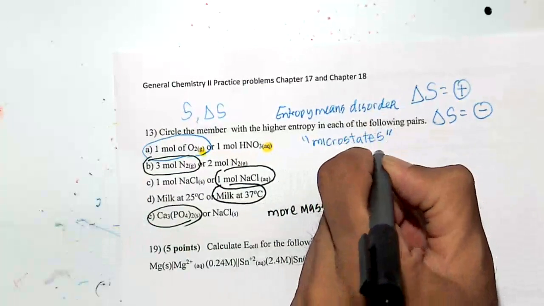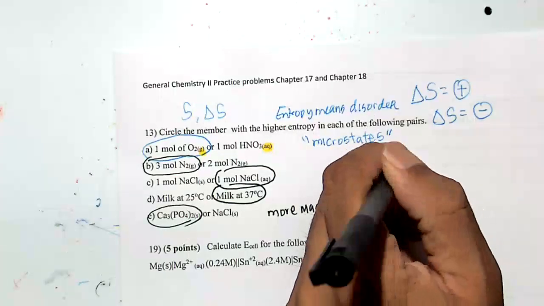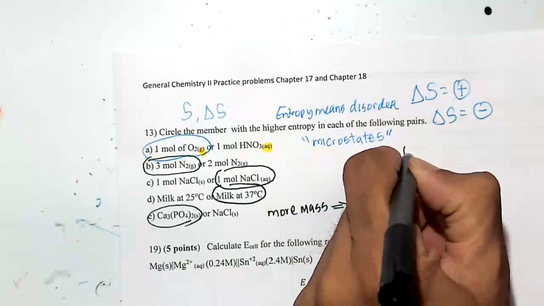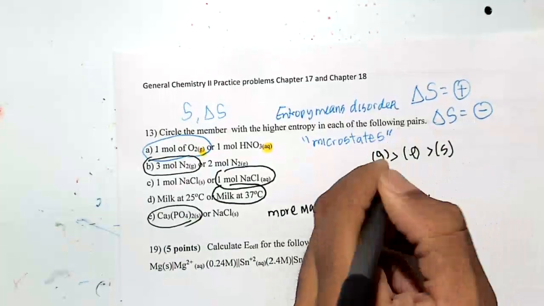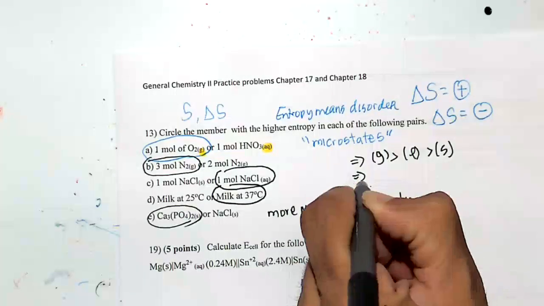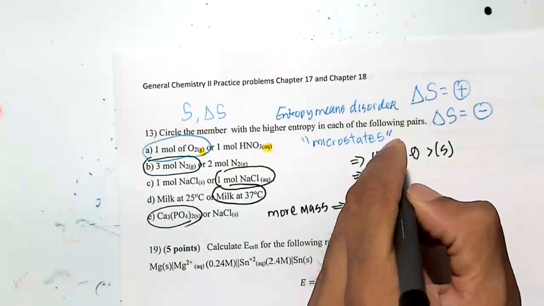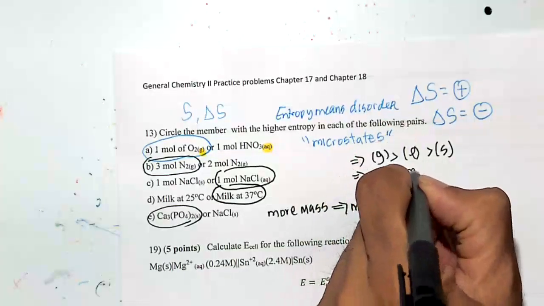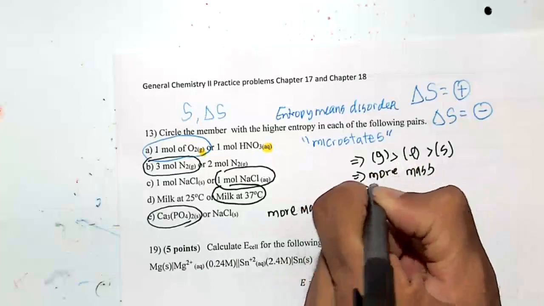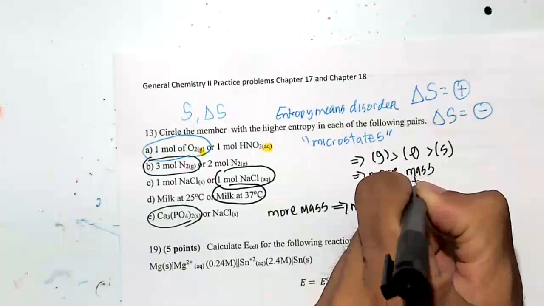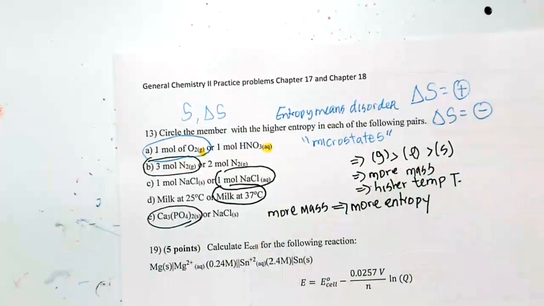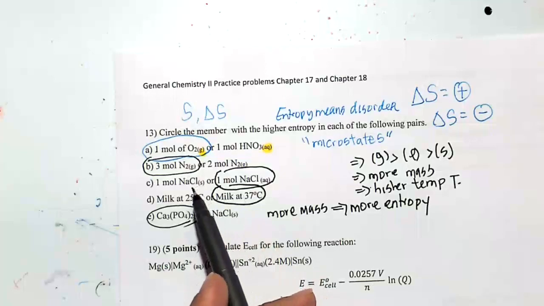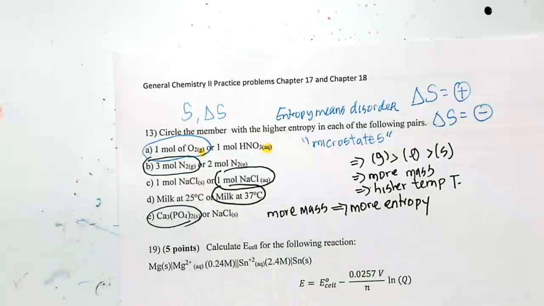Okay, so what are we looking for here? Gases will have more entropy than a liquid. Solid is the most ordered. We're looking for more mass, higher temperature. All of these things contribute to an increased entropy. Okay. Are there any questions on this? Okay, so make sure you circle the one that has more entropy.